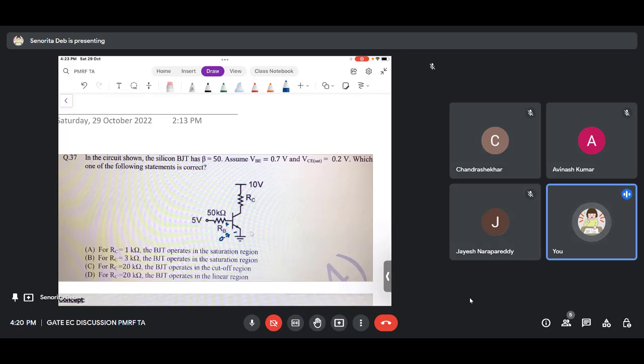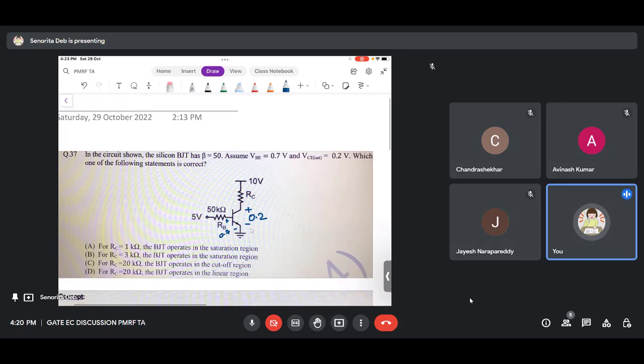VC SAT, they are asking to assume 0.2. So now I will assume it is in saturation. Let's see what happens if it is in saturation. Okay. So if it is in saturation, then it is 0.2 volts. You can also do it in reverse. You can also assume active region and arrive at a point where you know VCB is negative, and then you know that okay, this is in saturation. Okay, so I'm automatically assuming it is saturation for now.